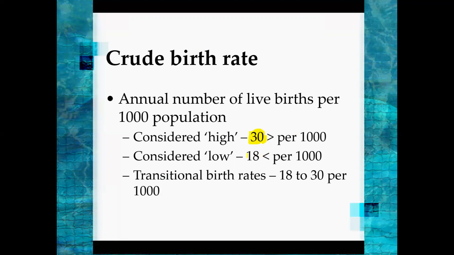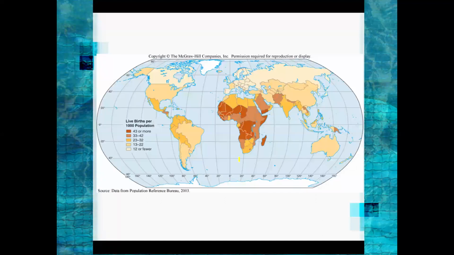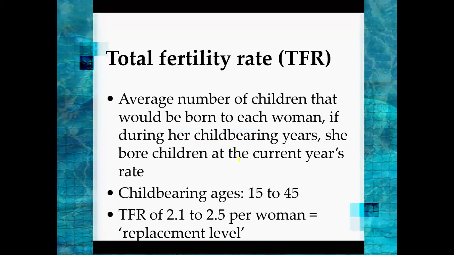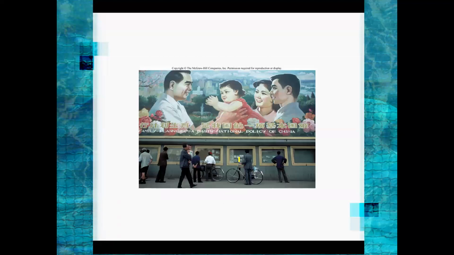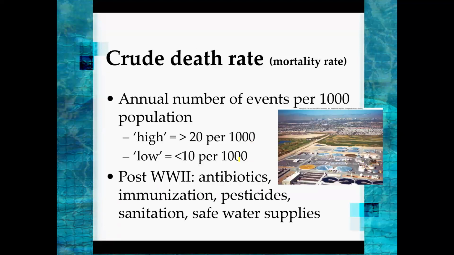Then if you have 18 or less than that per 1,000, that says that's about low birth rate. Those are some limits to make conclusions. Then when you come to death rate, that has somewhat different values.